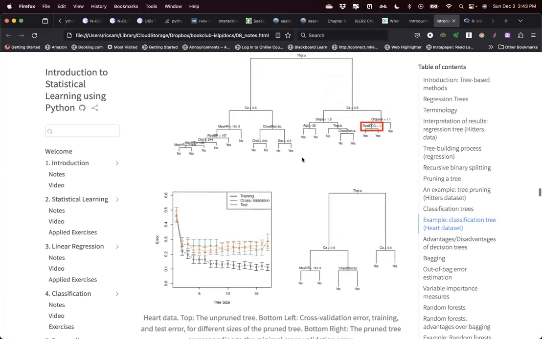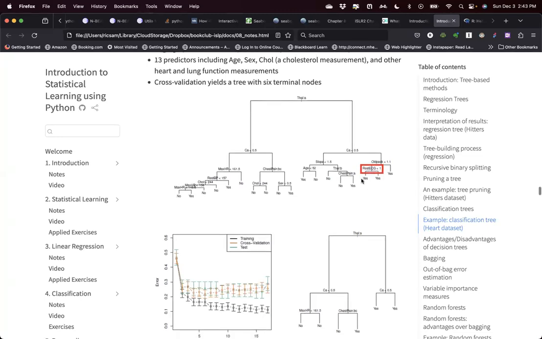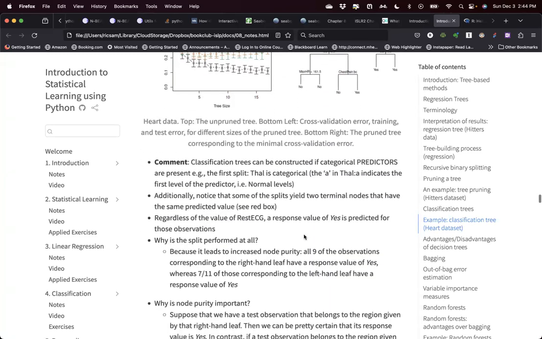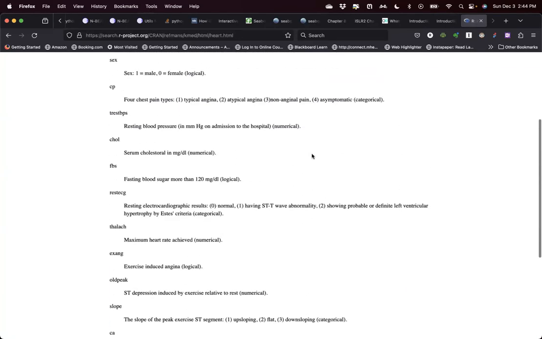One of the things that I noticed here, marked in this box, is this parameter called RestECG less than one. Usually in these binary trees the terminal nodes are a no or yes, depending on the classification: whether the observation is predicted as having a heart disease or not. Here, we have the same result for both sides of the split, which is kind of weird. So one of the things that the authors mention is that regardless of the value of RestECG, let me show you here, this is the parameter.